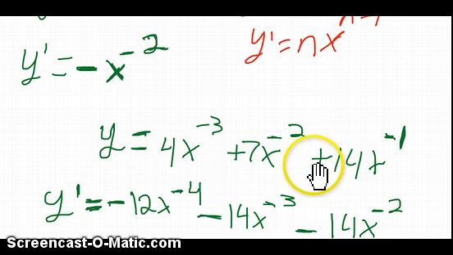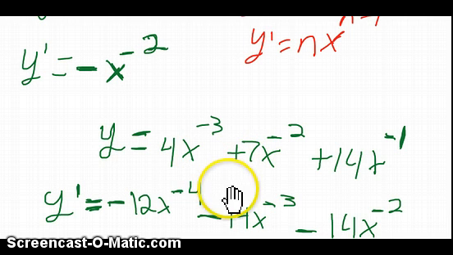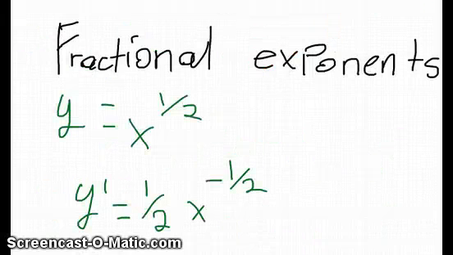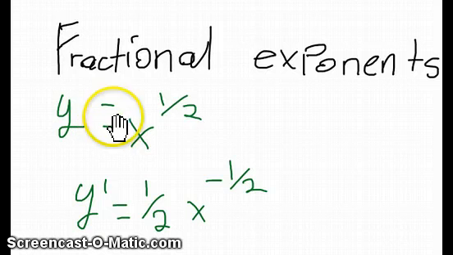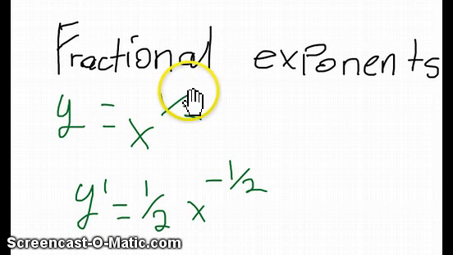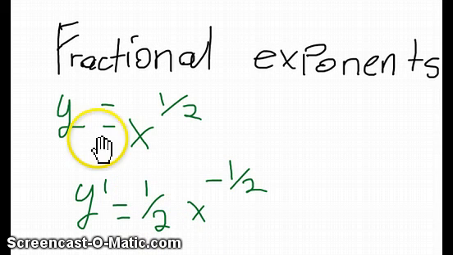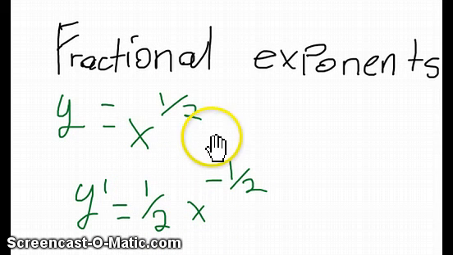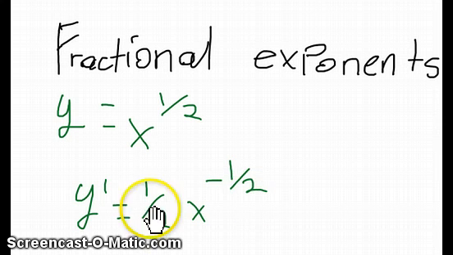That is the basics of it for positive and negative exponents. And now let's try some with fractional exponents. With fractional exponents, it is again the exact same steps. If you had y equals x to the 1/2, you would start by bringing the 1/2 out to the front, so you get 1/2 x, and then 1/2 minus 1 is just negative 1/2. So you get 1/2 x to the negative 1/2.